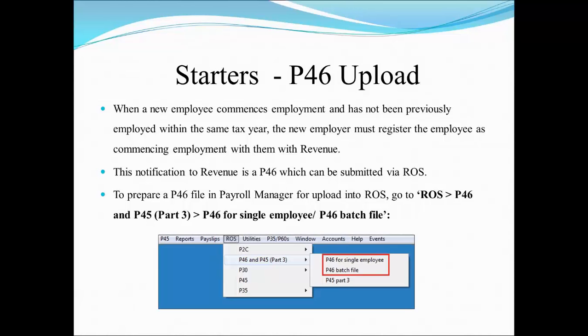So to prepare a P46 file in Payroll Manager, this is done in exactly the same place. You're going to ROS, P46 and P45 Part 3, and you're selecting either P46 for single employee or P46 batch file. So if you only have one employee, you can use the single employee option, or if you've taken on a number of employees all at the same time, you can do a batch file option. If you are doing a batch file, Revenue recommend a maximum of 10 employees in each batch file. So say you had 40 employees, just as an example. They recommend just doing 10 in your first batch, and then another 10, another 10, another 10. Okay.